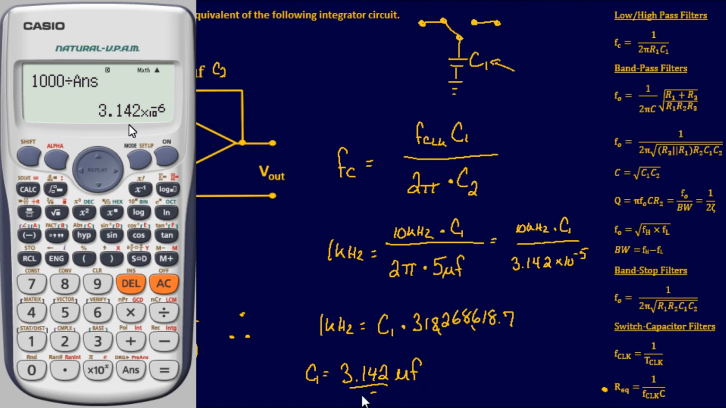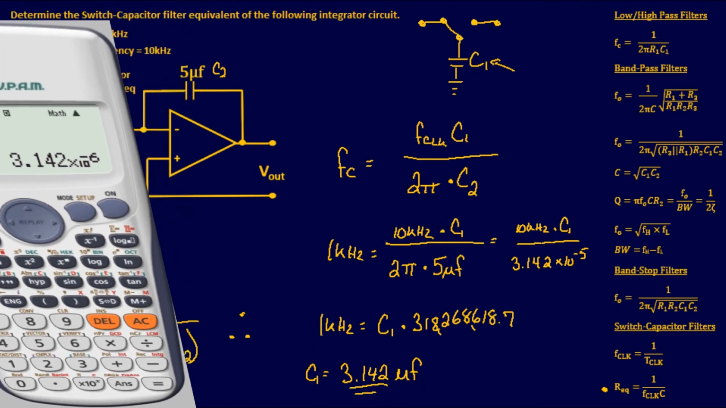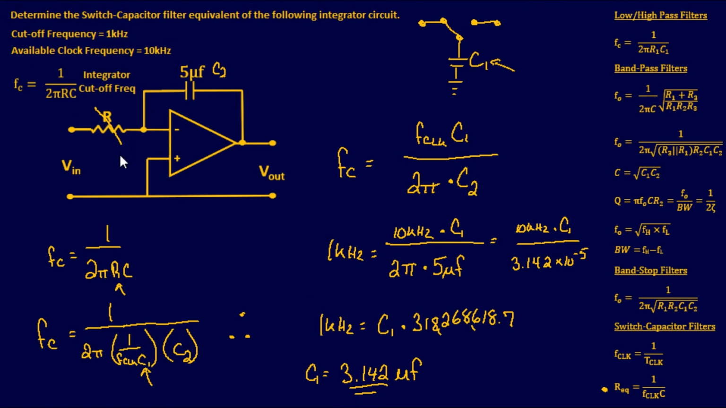So we were able to find our switch capacitor for this integrator circuit. So if you're going to fill this in, it's going to be something that looks just like this. And then a capacitor right there, and then that's going to ground. And this capacitor is going to be your C1, which is, we'll just say 3.14 microfarad. And that right there is going to be our switch capacitor filter equivalent.